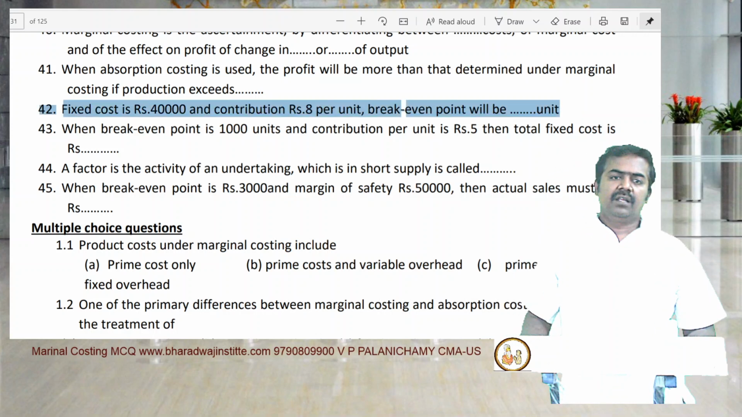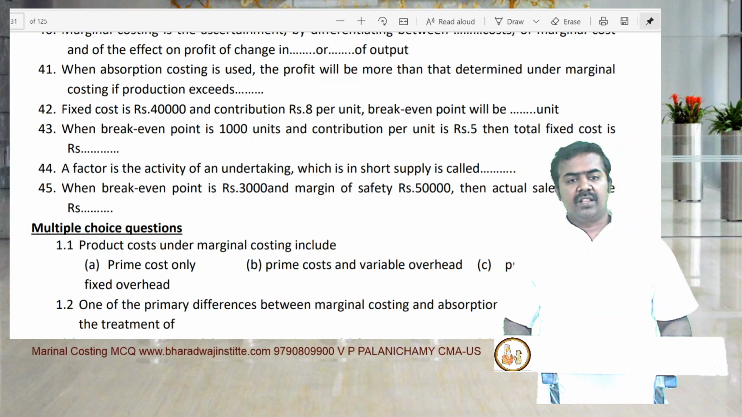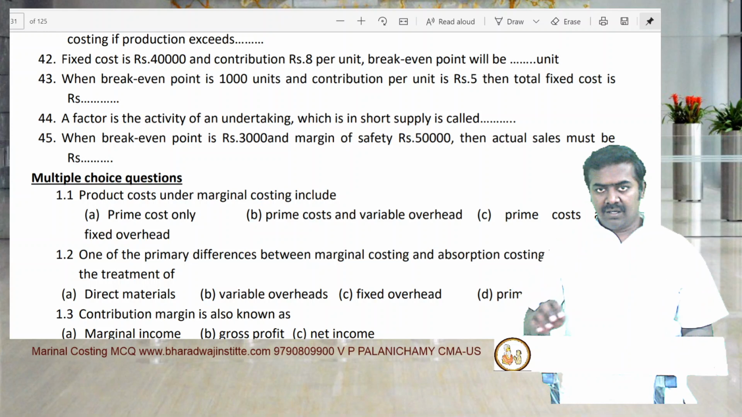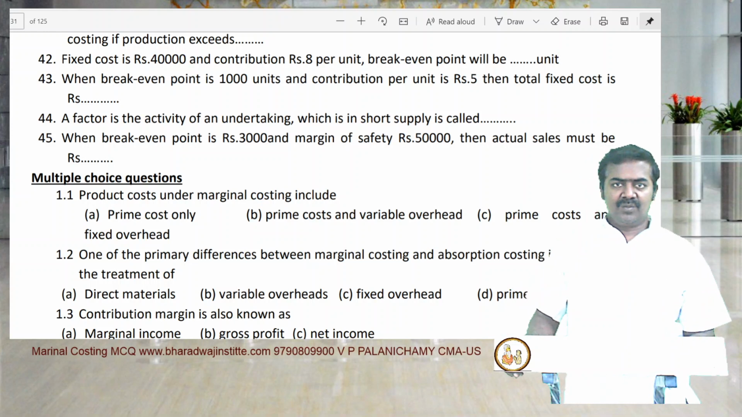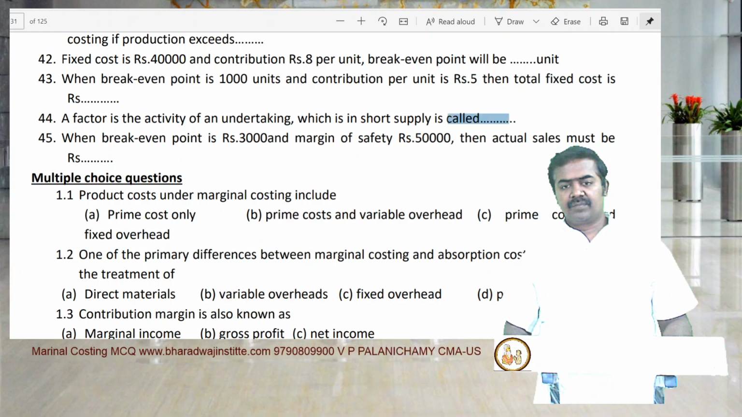When break-even point is 1,000, contribution is 5. So 1,000 into 5, 5,000. A factor is an activity of an undertaking which is in short supply. Any factor which is in short supply, we had seen, it is called as key factor or limiting factor.